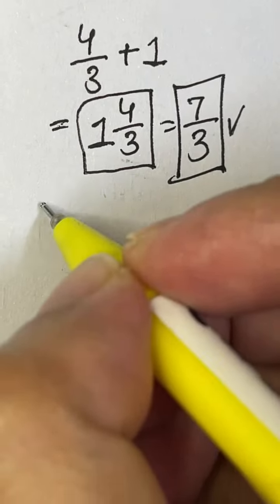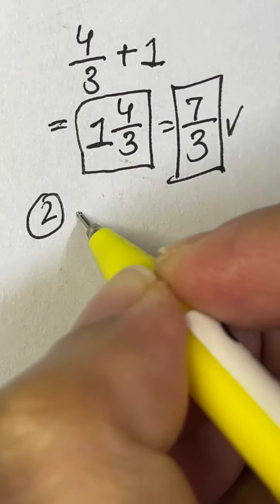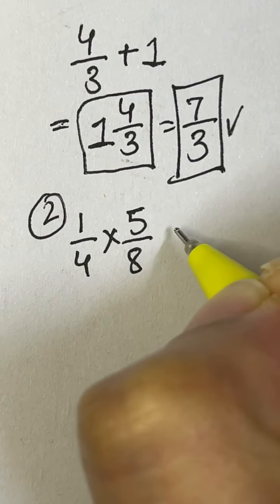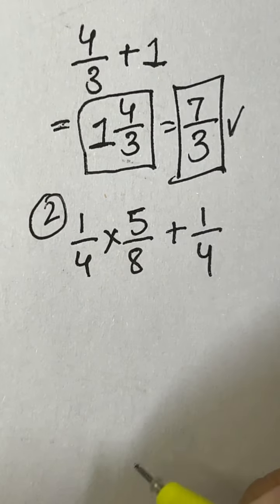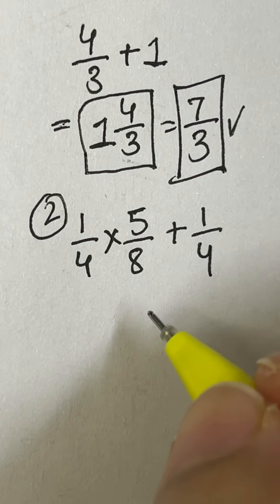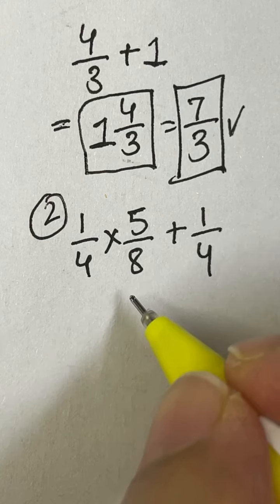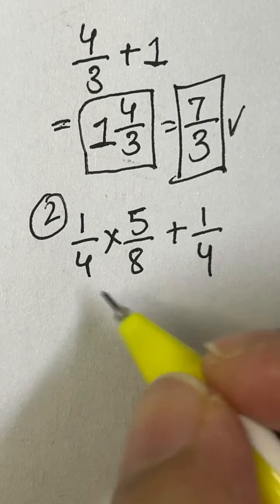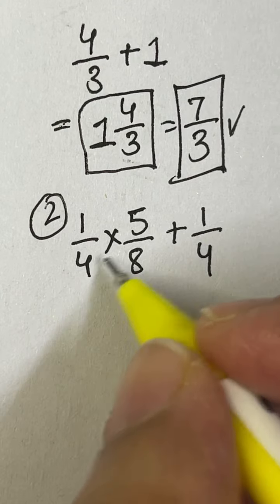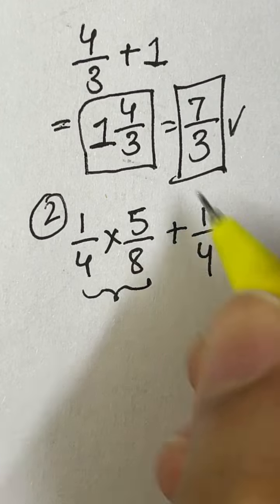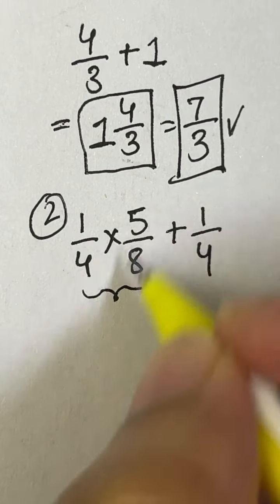Question number 2. Suppose you have 1/4 times 5/8 plus 1/4. Now, according to BODMAS or PEMDAS, you need to solve parentheses, exponents, multiplication and division first, before additions and subtractions. So we have multiplication and addition. Multiplication will be solved first before addition. So now let's solve these two.